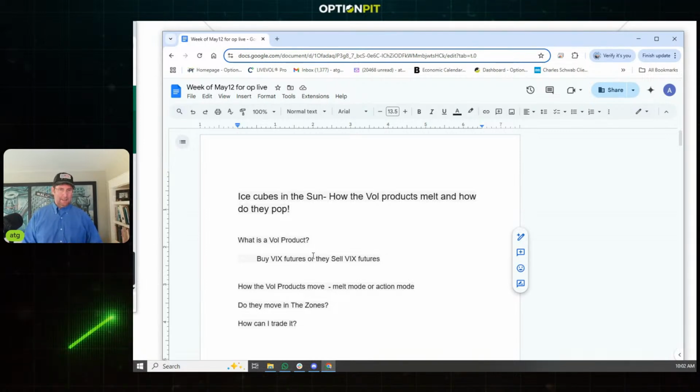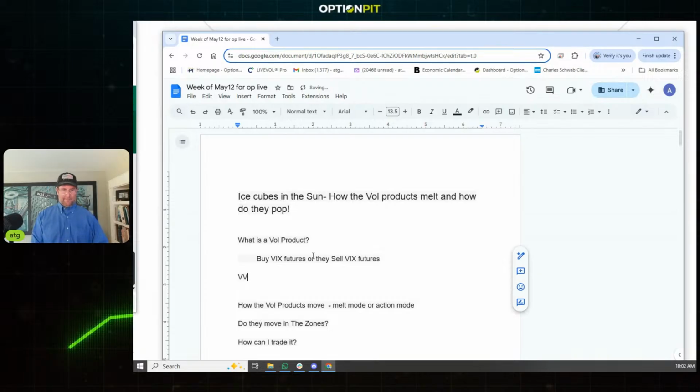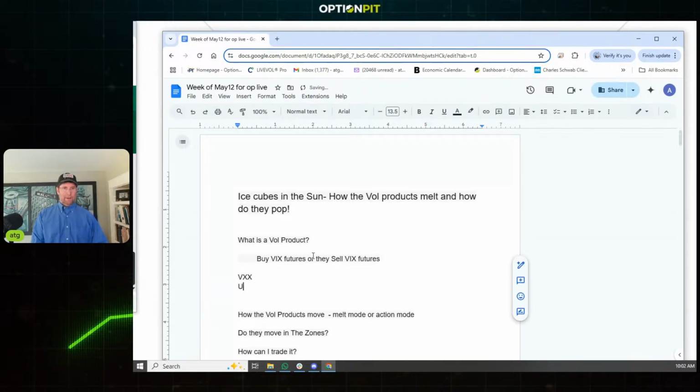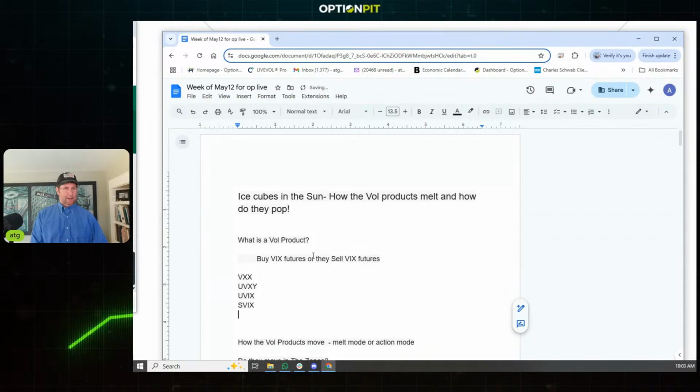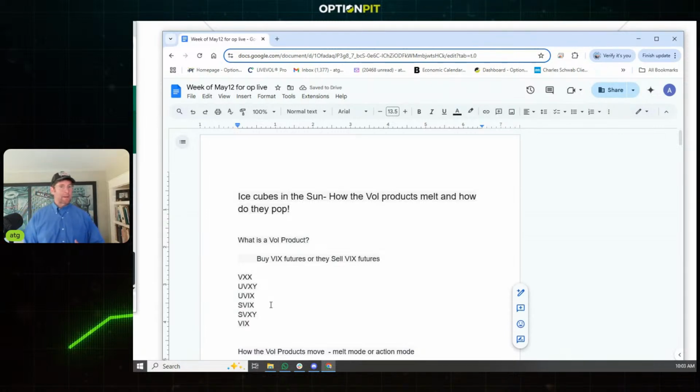So VXX, UVXY, UVIX, SVIX. You can trade VIX in a retirement account. These are basically, I would say, the most liquid. SVXY. Those are basically your 6 vol products. I think the most liquid, easiest to trade, most predictable.